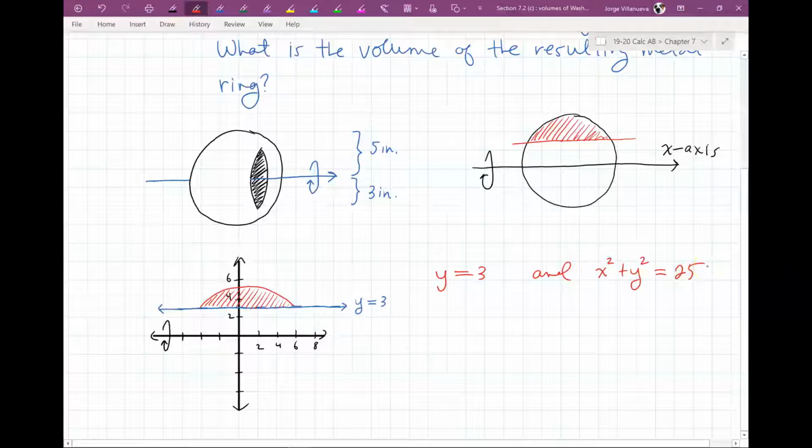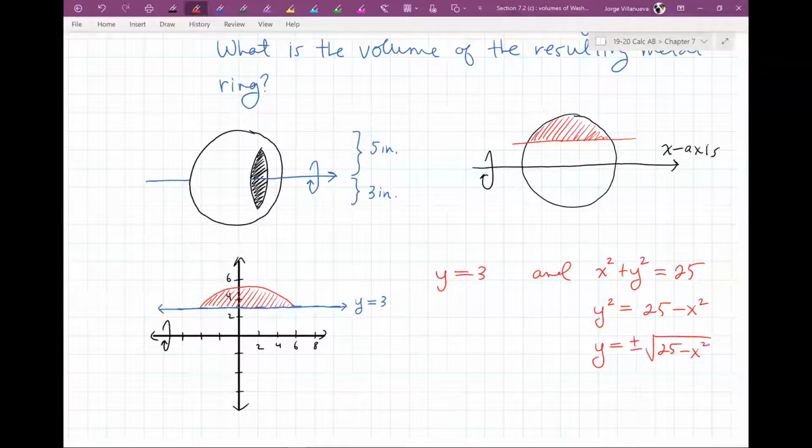Now, of course, we're going to want to solve for y. So y squared equals 25 minus x squared. So y is equal to plus or minus square root of 25 minus x squared. And you'll notice that I have a plus or minus, and I can't use both. So I got to make a choice. Is it the top or the bottom? Right? And you look at your picture, we're going to use the top. So then I'm going to use the positive part of that equation. So square root of 25 minus x squared. So those are my two functions.